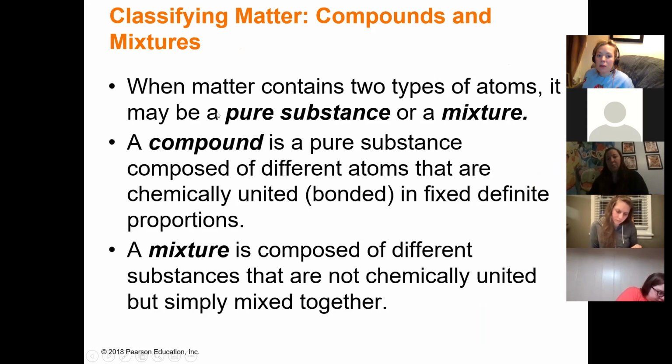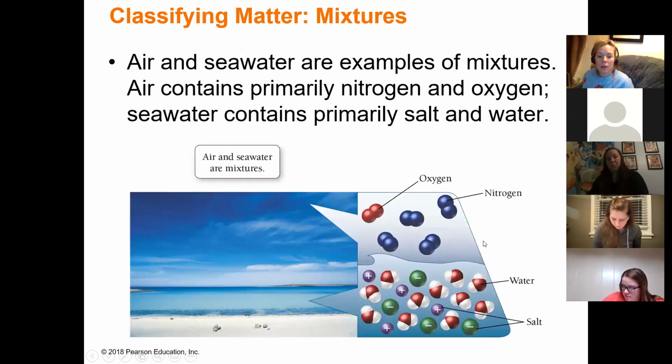So whereas in a compound, these different atoms are chemically united, they're bonded together, in a mixture, you have 2 different substances, but they're not chemically bonded. They just happen to be in the same container, okay? So they can be separated out from each other, like salt water, for instance. I can take the salt out of the water through a couple different processes. Some examples of mixtures, we've said salt water already. Here are little water molecules, and you can see the little salt, the Na's and the Cl's floating around.